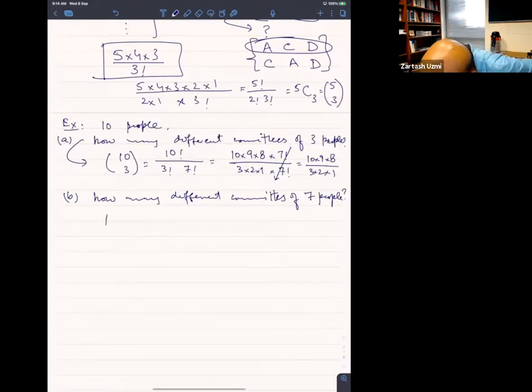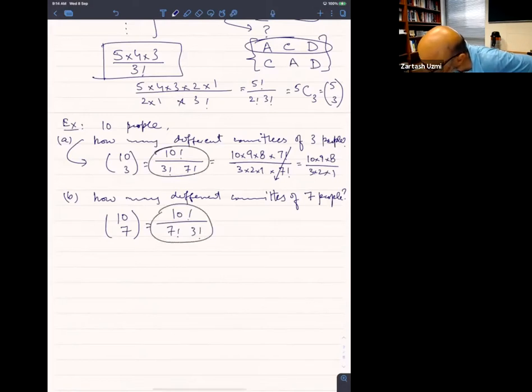So the answer is 10 choose 7, not 10 choose 3, but it turns out that 10 choose 7 is the same as 10 choose 3, which is 10 factorial over 7 factorial 3 factorial. So ये वही आंसर है जो पहले आया था. Same answer. Thank you for everyone who realized it's the same answer.